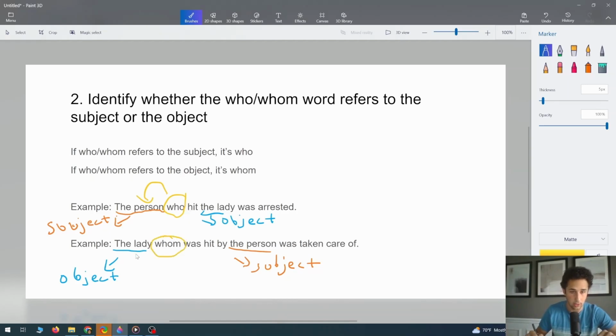Okay. So what is our who/whom word referring to? Is it referring to the lady or is it referring to the person? Well, the lady who was hit. So in this case, it's referring to the lady, which is the object. Therefore, it should be whom.